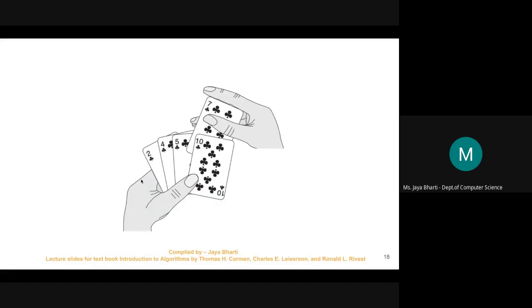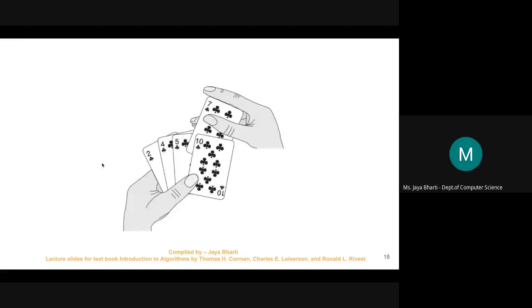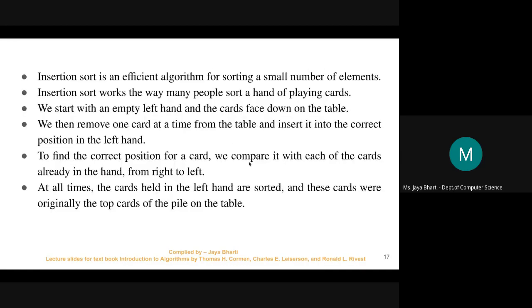Now you need to compare a of 4 and a of 5, which is 6 and 1. So you can see that a of 4 is greater than a of 5. So you need to swap these two. When you swap these two, you can see that you need to compare from right to left. I have already told that whenever you are finding the correct position, you need to compare it with each of the cards already in the hand from right to left. Okay.